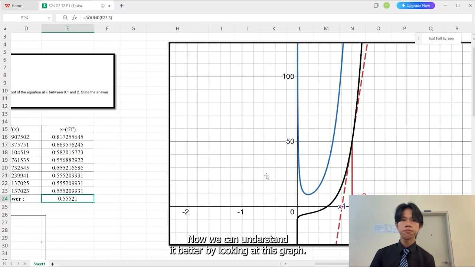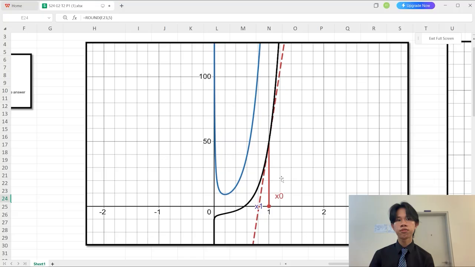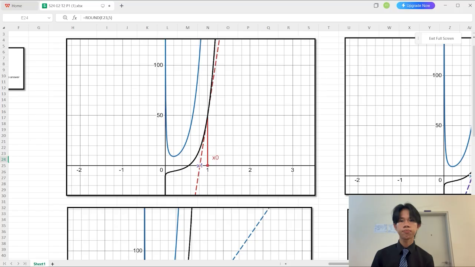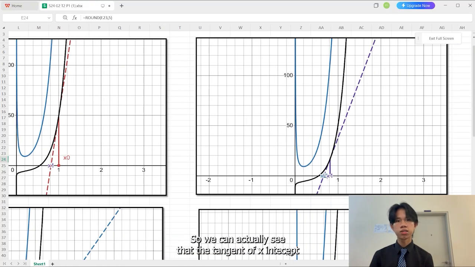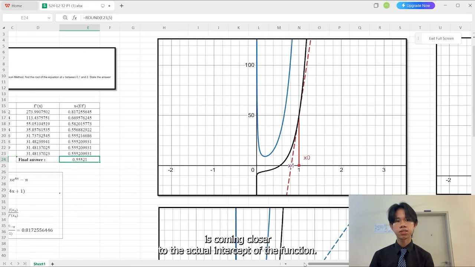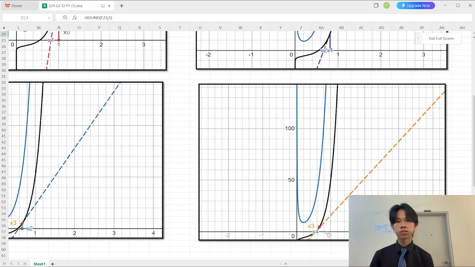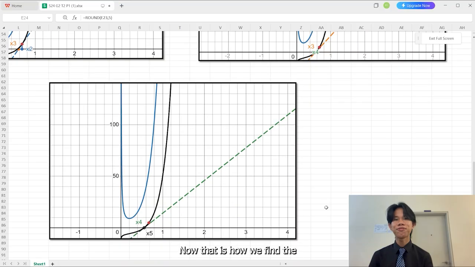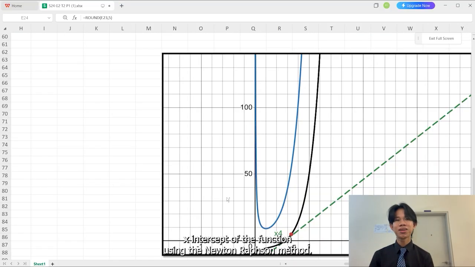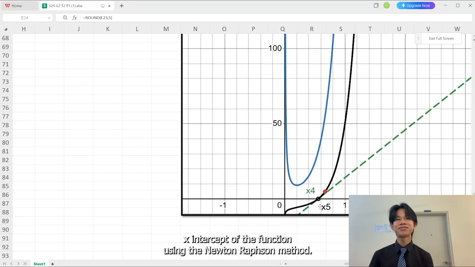Now we can understand it better by looking at this graph. At the first iteration, we find the value of the x-intercept of the tangent, and that value of x is used by doing the same method. So we can actually see that the tangent's x-intercept is coming closer to the actual intercept of the function. Now that is how we find the x-intercept of the function using the Newton-Raphson method.